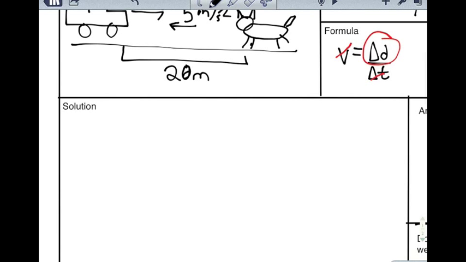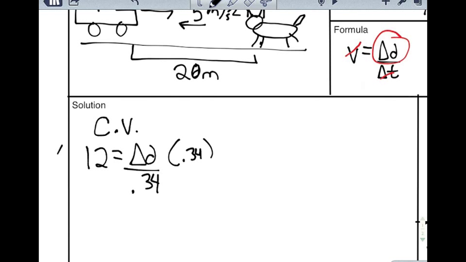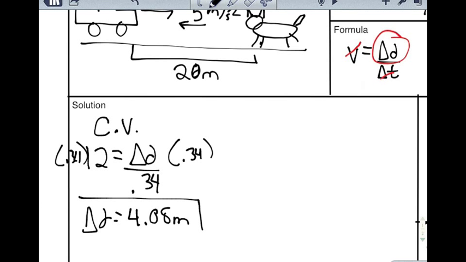We're going to start off by solving for our constant velocity part. So our constant velocity part, we have the formula v equals d over t, or 12 equals delta d over 0.34. We rearrange by multiplying both sides by 0.34, and when we do that, we end up with a displacement of 4.08 meters. So that's how far the car actually travels before he recognizes the cat and pushes the brake.